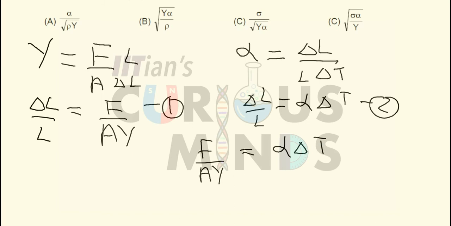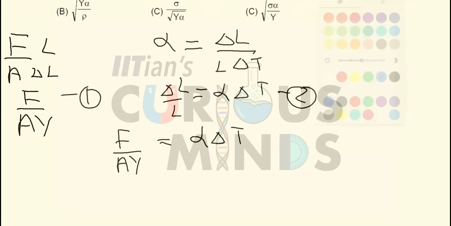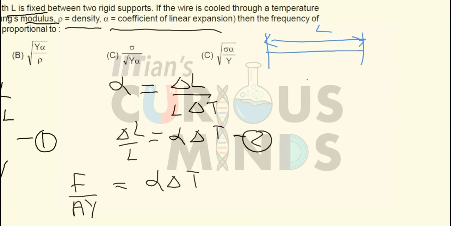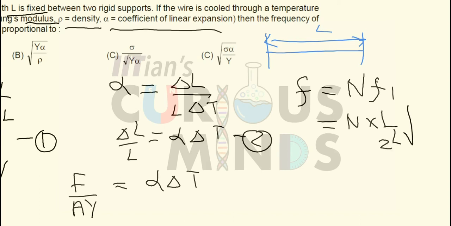We have to find out the frequency of the vibration. For a stretched string of length L, when it is set into vibration, the frequency of vibration, the fundamental frequency or any mode of the frequency, will be equal to n times F1, that is n into 1 by 2L root of T by mu, where T is the tension.